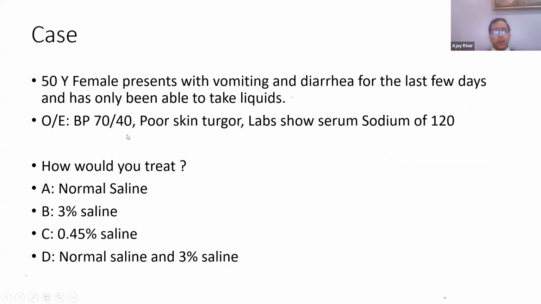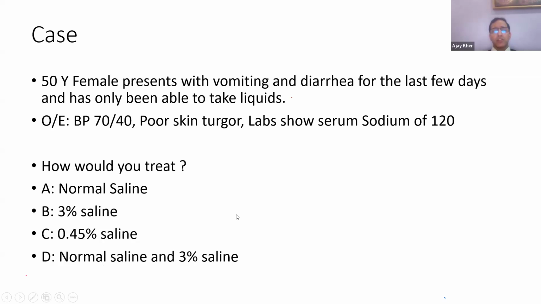So another patient, 50-year-old female coming in with vomiting, diarrhea, and hasn't been able to take any liquids, blood pressure 70/40, poor skin turgor, and labs show a serum sodium of 120. So how would you treat? Normal saline, 3%, 0.45, half normal, normal, and 3%.